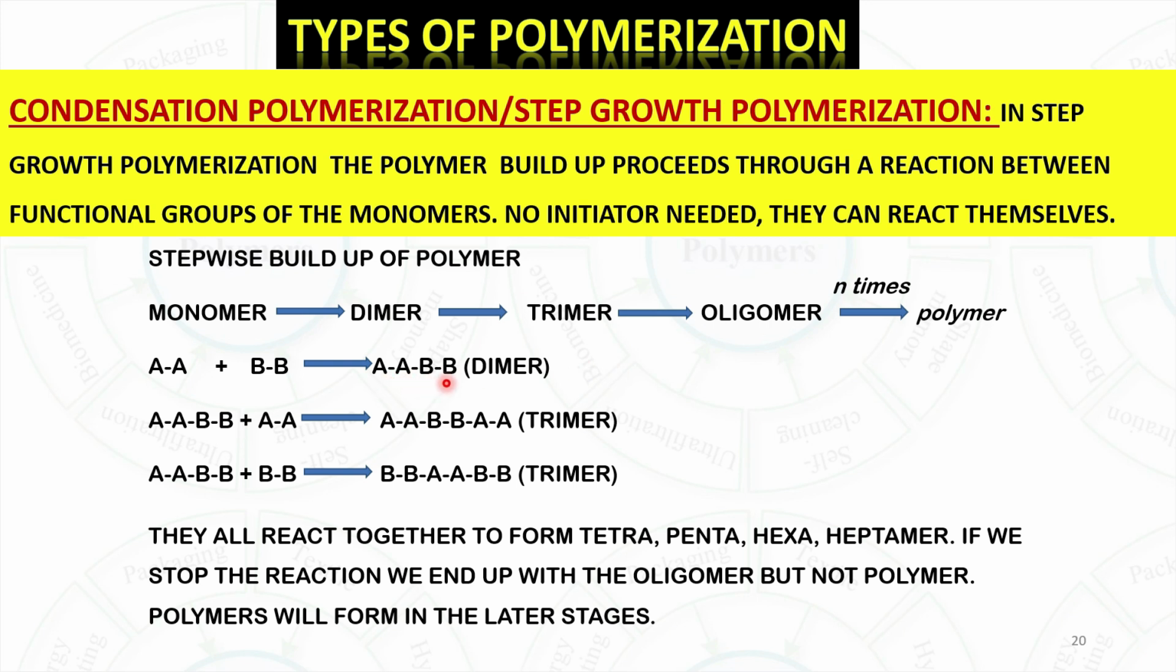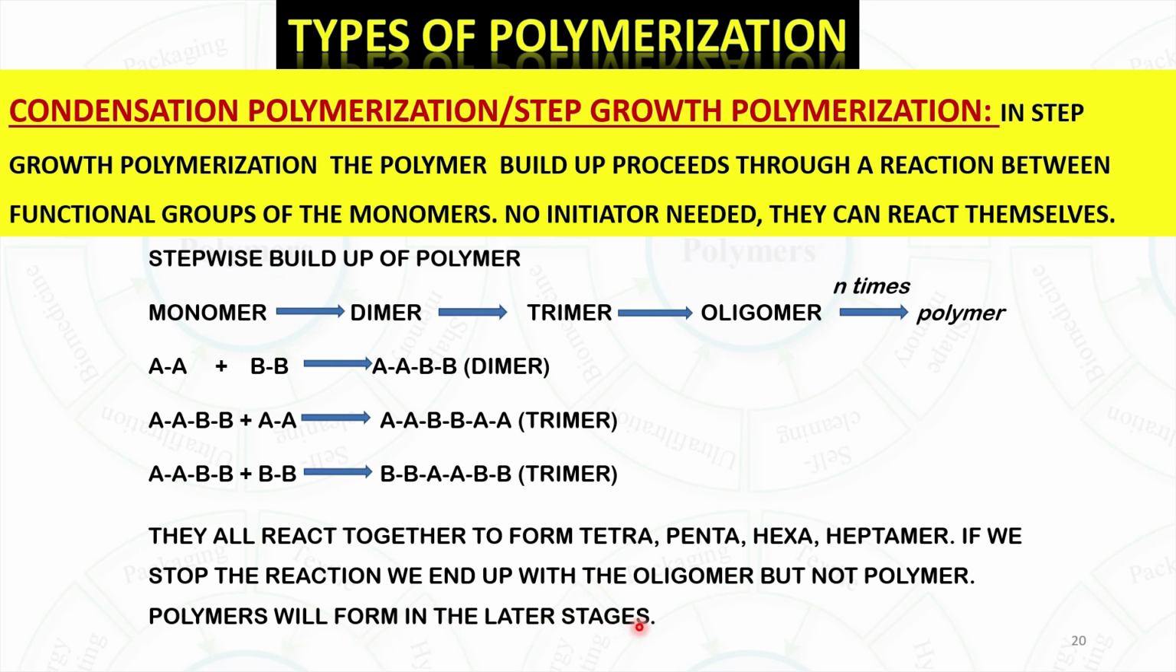Okay, now you form this dimer, and then your dimer will react with this AA type of monomer. It can form a trimer, and similarly this dimer can also react with the BB type of monomer to form a different type of trimer, and this series goes on and on. And when it repeats n times, then you will end up with the polymer. Please remember, it is very, very important. So they all react together to form the tetramer, pentamer, hexamer, heptamer. If we stop the reaction, we end up with an oligomer, but not the polymer.